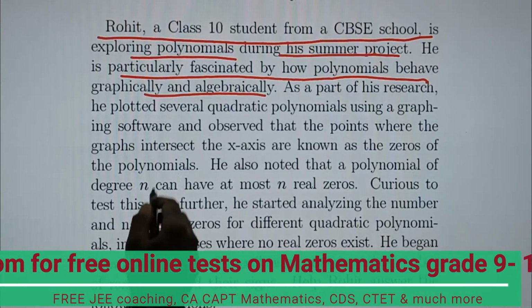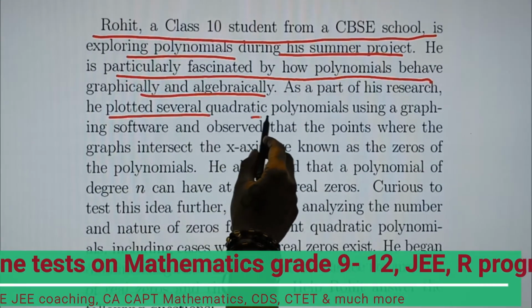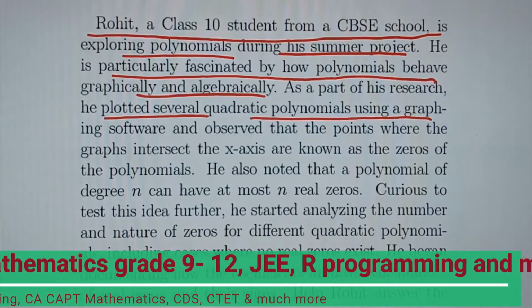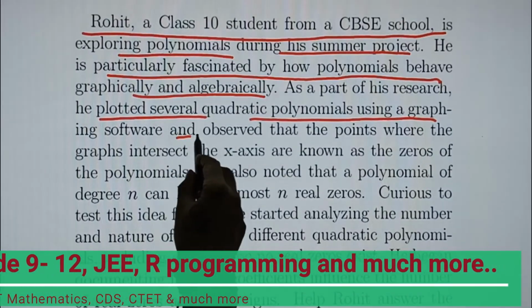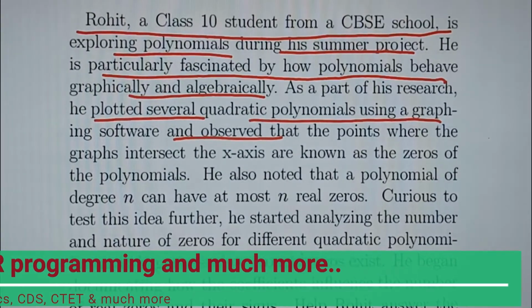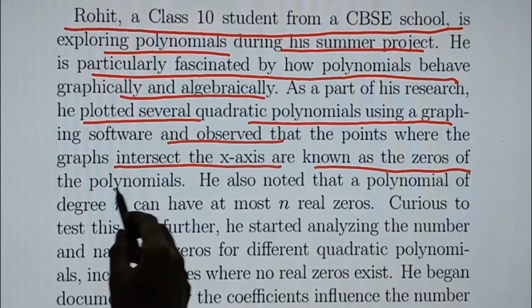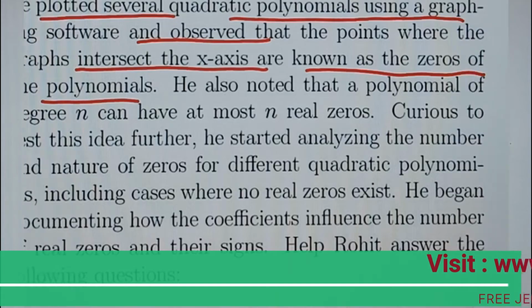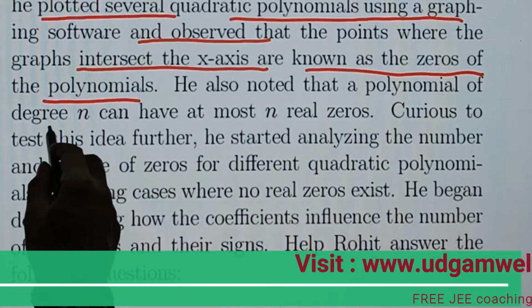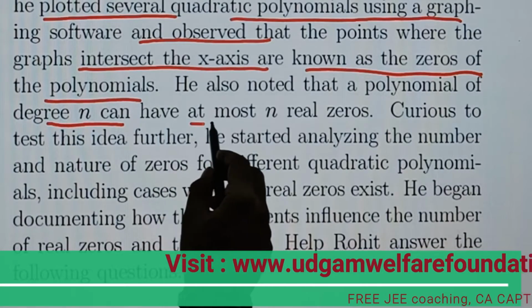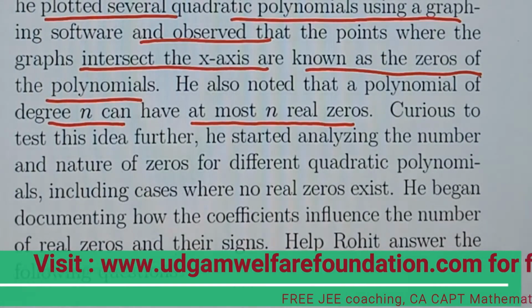As a part of his research, he plotted several quadratic polynomials using graphing software and observed that the points where the graphs intersect the x-axis are known as the zeros of the polynomial. He also noted that a polynomial of degree n can have at most n real zeros.